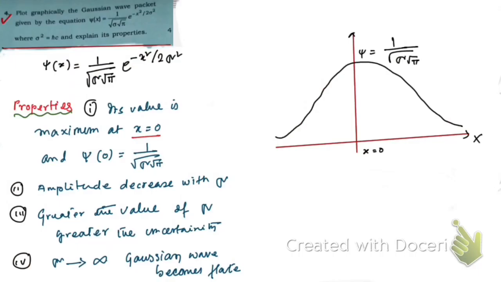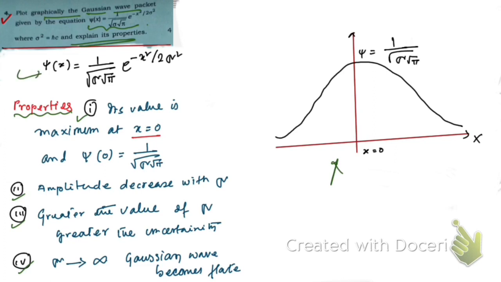Here is question number 4. We need to plot graphically the Gaussian wave packet. This is the wave function given here. Then we also have to explain the properties. These are the properties I have pointed out, and this is the graphical representation of this function.